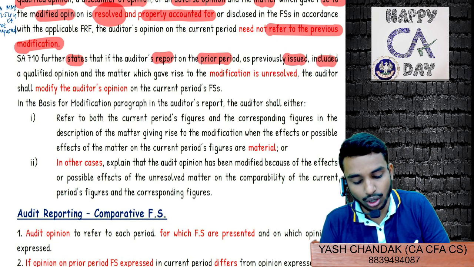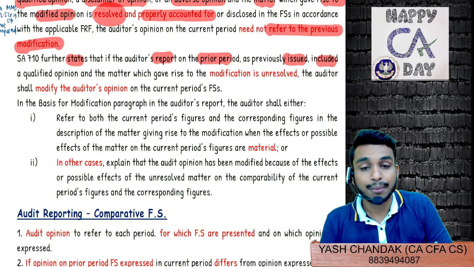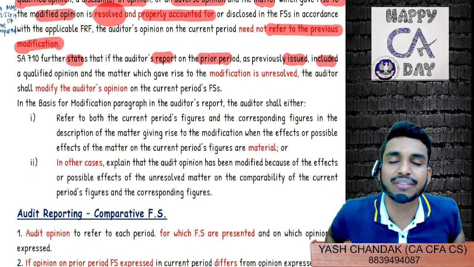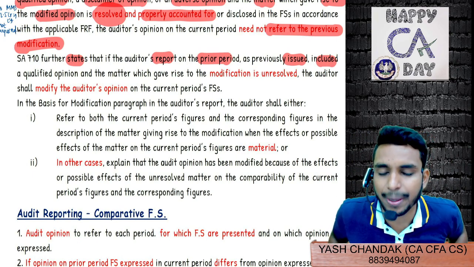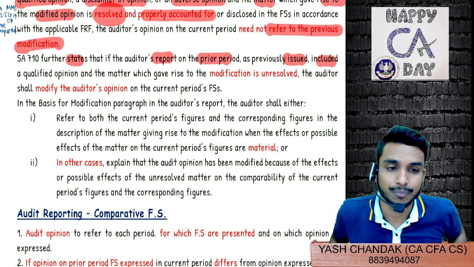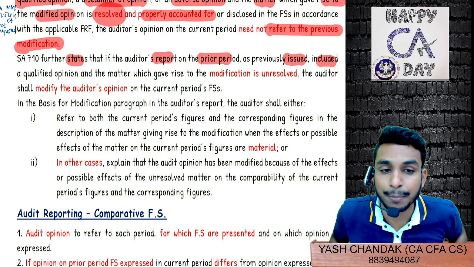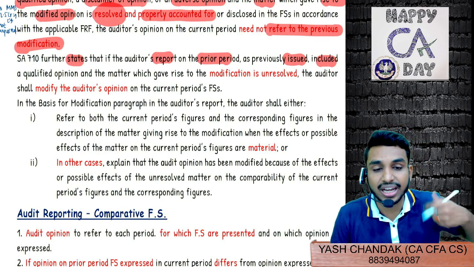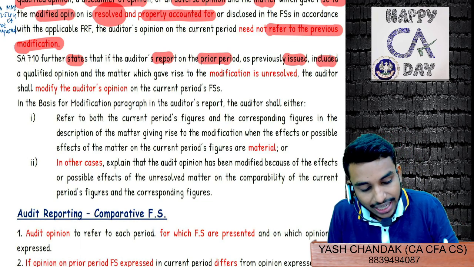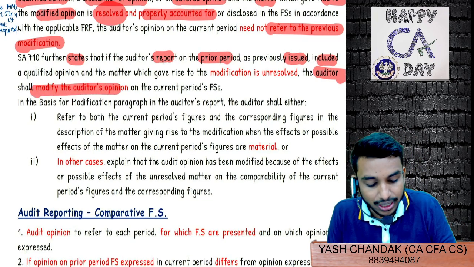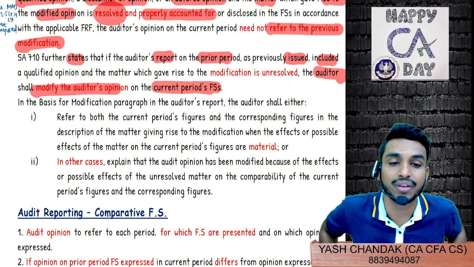Now, SA 710 further states that if the auditor's report on the prior period as previously issued had a qualified opinion, and the matter which gave rise to the modification is still unresolved, not yet resolved, that means this provision we have not yet made, even in the current year, then you will have to modify the auditor's opinion in the current period.